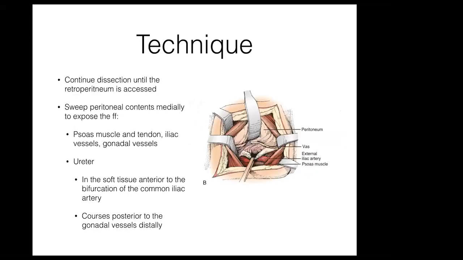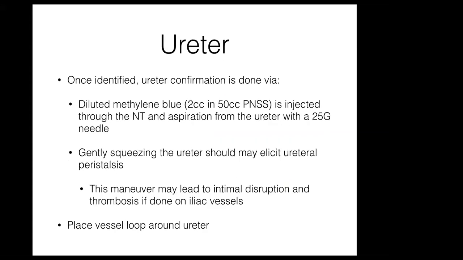So after the incision, we continue the dissection until the retroperitoneum is accessed. Afterwards, you sweep the peritoneal contents medially to expose the following: the psoas muscle and tendon, the iliac vessels, and the gonadal vessels. To identify the ureter, the ureter is usually in the soft tissue anterior to the bifurcation of the common iliac artery, and it courses posterior to the gonadal vessels distally. So once you have identified a structure which you think is the ureter, to confirm that it is indeed the ureter, we have two ways.